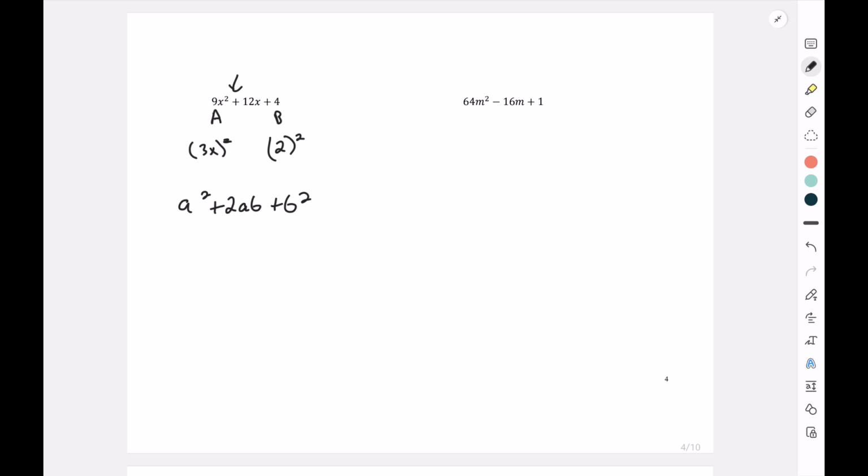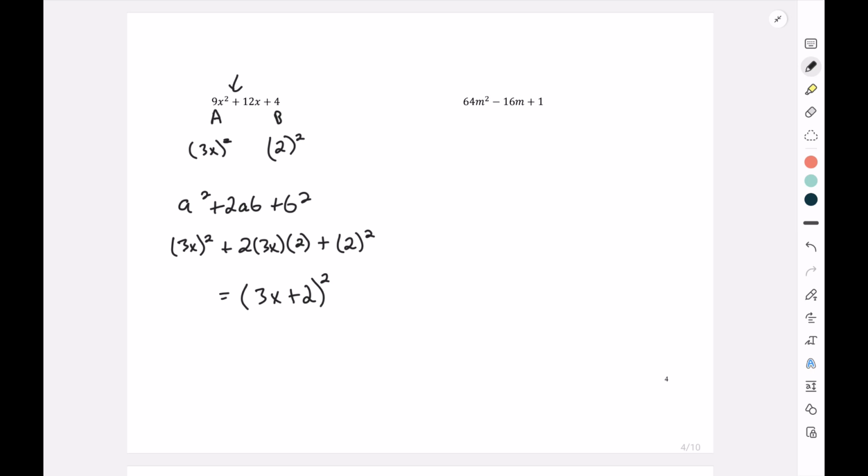And so if we look at rewriting our equation, we could rewrite it as (3x) squared plus 2 times (3x) times (2) plus 2 squared. And so our answer would be (3x plus 2) squared.